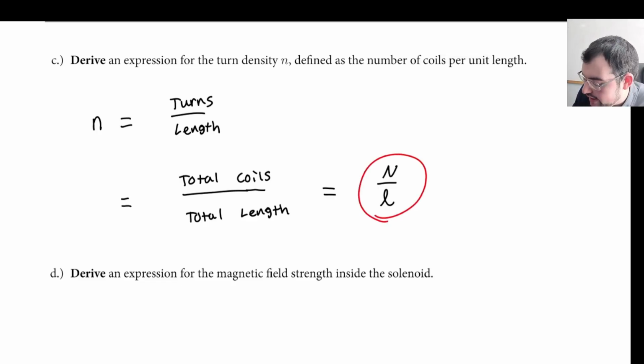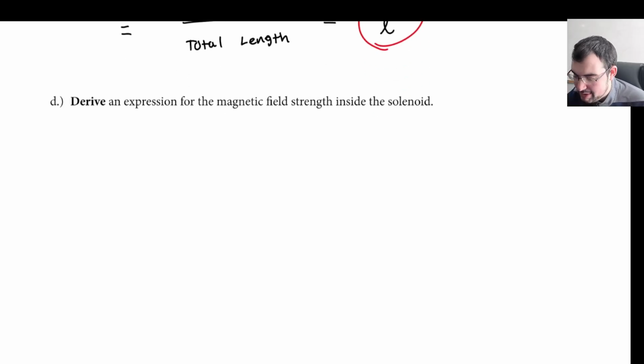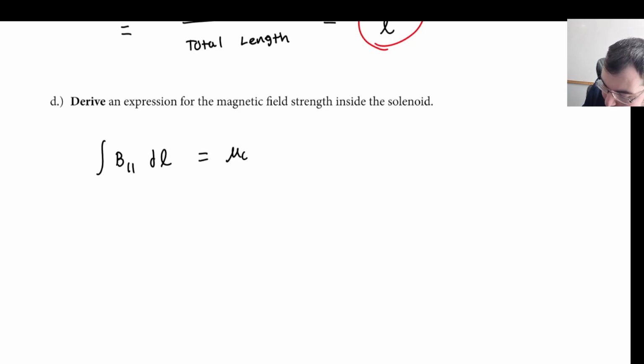So this is just like any other density, right? It's a number of things per other thing. So charge per meter, current per area. So this is coils per length. All right, now let's find the magnetic field strength inside. So Ampere says magnetic circulation is mu naught times I enclosed.